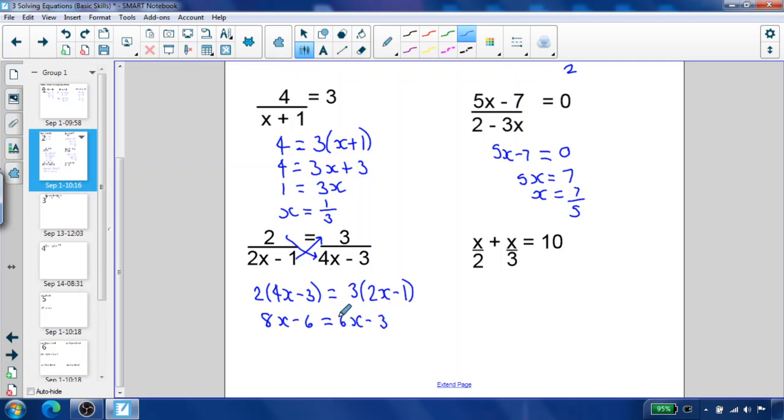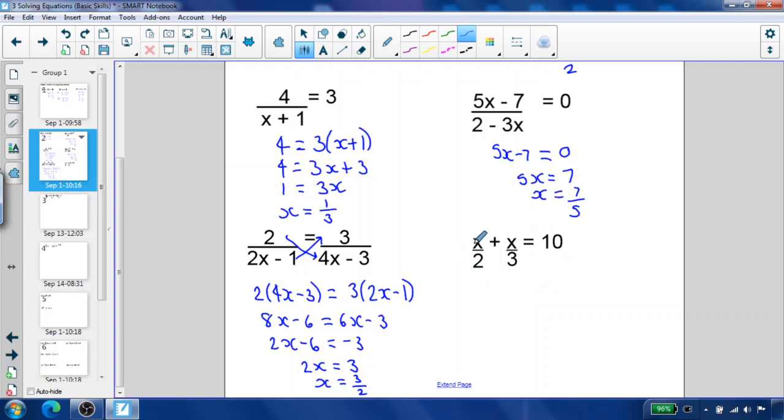Then I'm going to move this 6x over here so it can combine with the 8x. So minus 6x from both sides. 2x minus 6 is equal to minus 3. And then I'm going to move this minus 6. So 2x is equal to 3. Minus 3 add 6 is 3. And then I'm going to divide by 2. Okay, so we've got 3 over 2 there.